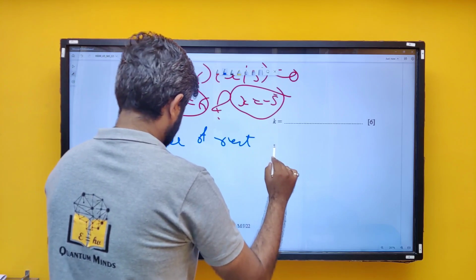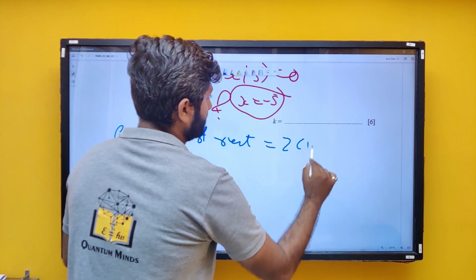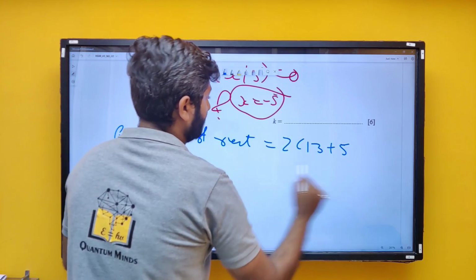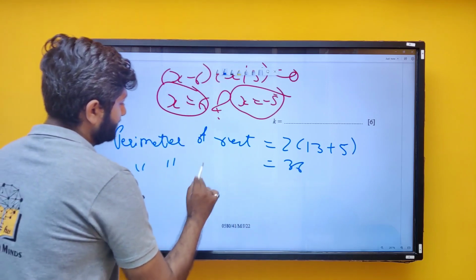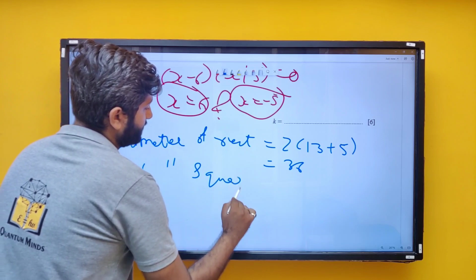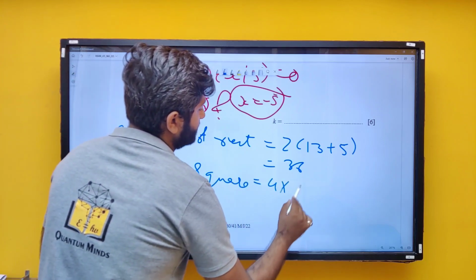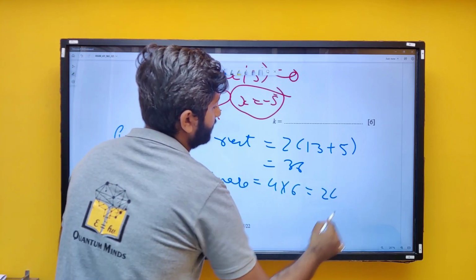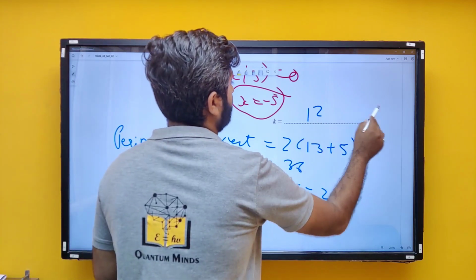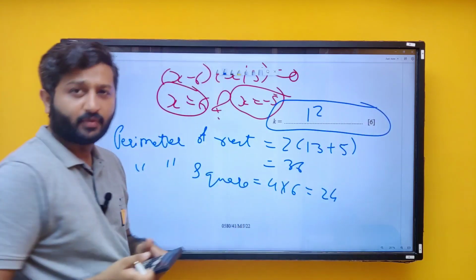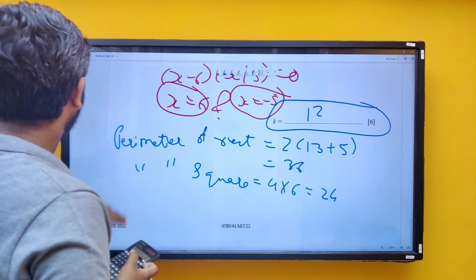Perimeter of the rectangle is twice (13 plus 5), which is 36, and perimeter of the square is 4 into 6, which is 24. So 36 minus 24, my value of k is 12. Next question.